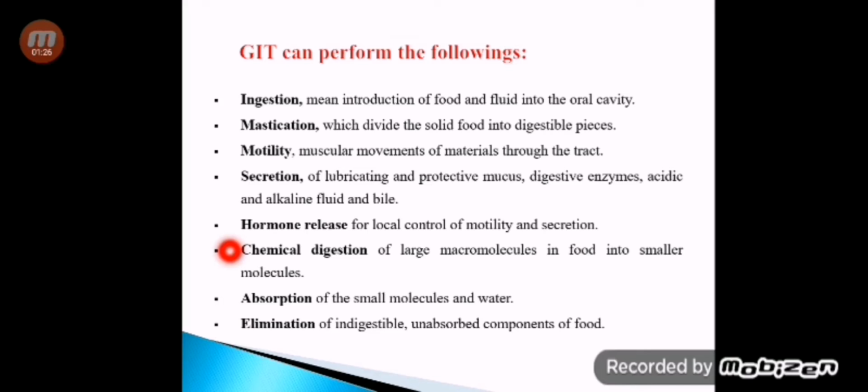And then chemical digestion of large macromolecules present in food into smaller molecules, and then absorption of these small molecules and water, and lastly elimination of indigestible and unabsorbed components of the food to the outside.